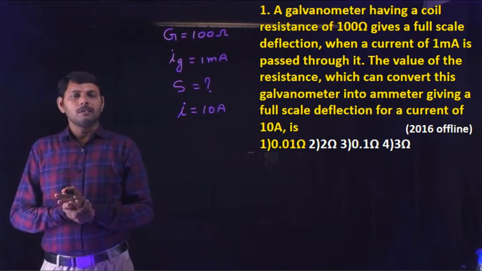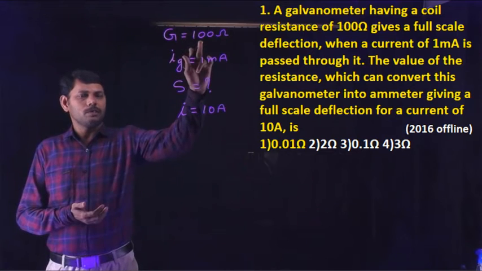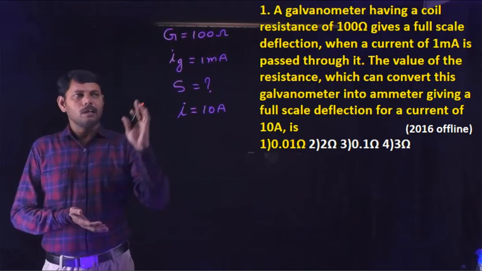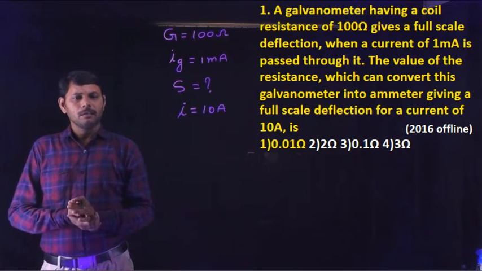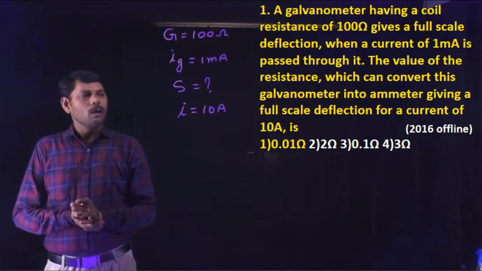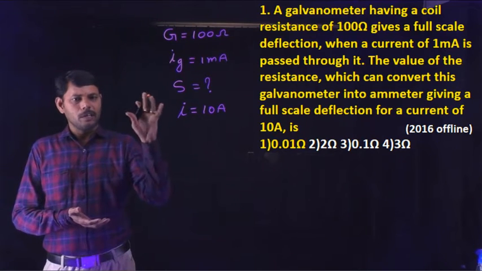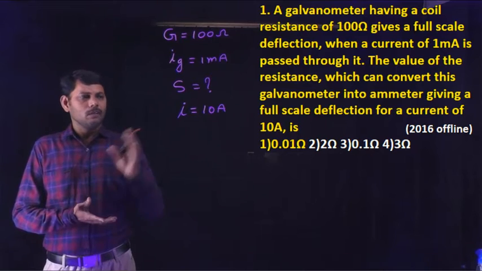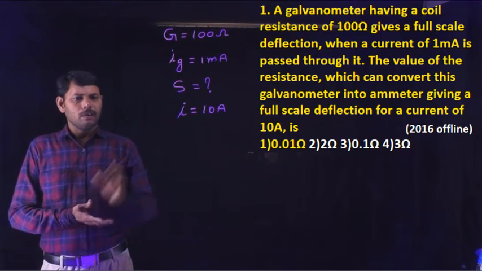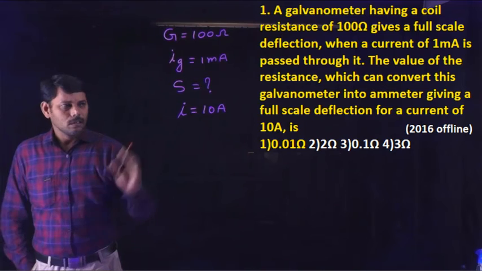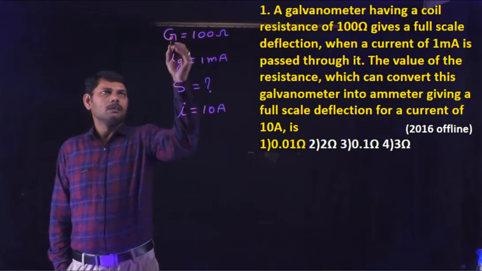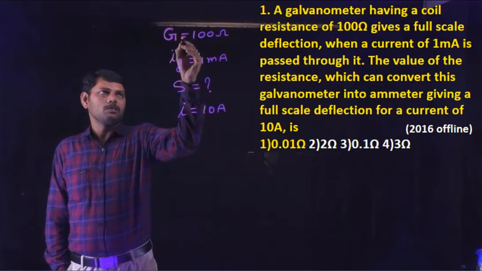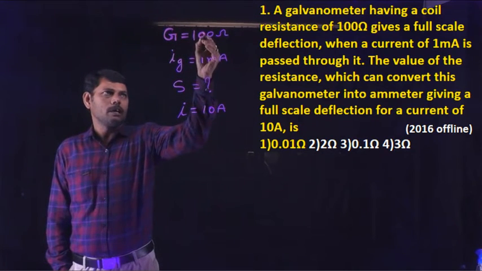A galvanometer having a coil of resistance 100 ohm gives full scale deflection for a current of 1 milliampere passing through it. What is the value of resistance connected to it to convert the galvanometer into an ammeter giving a full scale deflection for a current of 10 amperes? The given data is the resistance of the galvanometer. Let G be the resistance of the galvanometer, that is equal to 100 ohms.